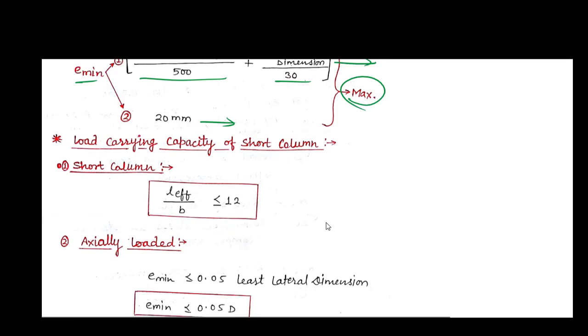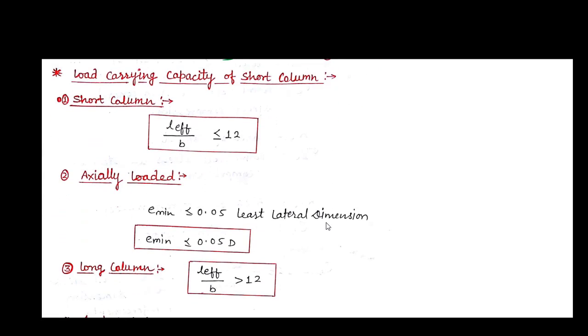Okay. So now the load carrying capacity of short column, because we are designing for short and long column, we have already defined what is a short and long column. For short column, the condition is that if L effective by least lateral dimension, in case we are taking it as B, is less than or equal to 12, then it is known as a short column.